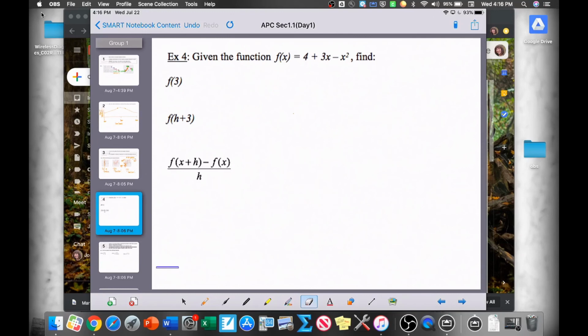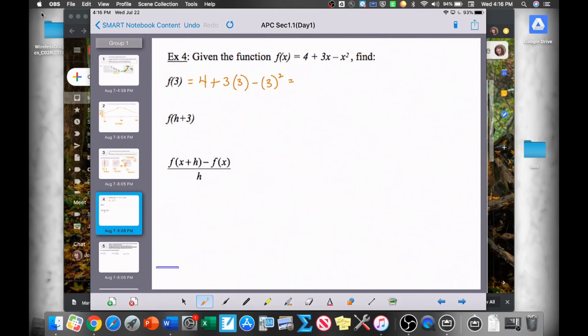The first thing we are asked to find is f of 3. F of 3 simply means that everywhere that x appears in our function, we will be substituting 3 in, and then we'll be following PEMDAS and doing the math to simplify. So f of 3 is going to be 4 plus 3 times 3 minus 3 squared.